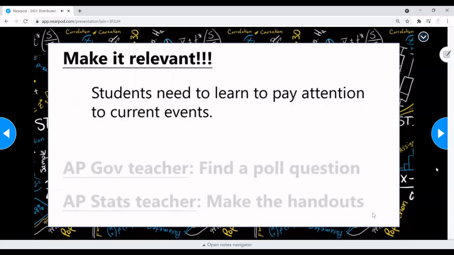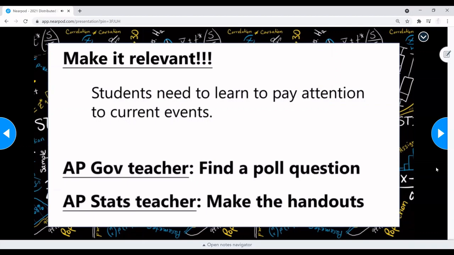After doing this for a few years now, Kate and I have settled on dividing the work so that she's in charge of finding recent and relevant poll results from a reliable source and breaking down the methodology. And then I'm in charge of preparing the fictional population for sampling and gathering the materials. We both contribute to the final PowerPoint presentation.